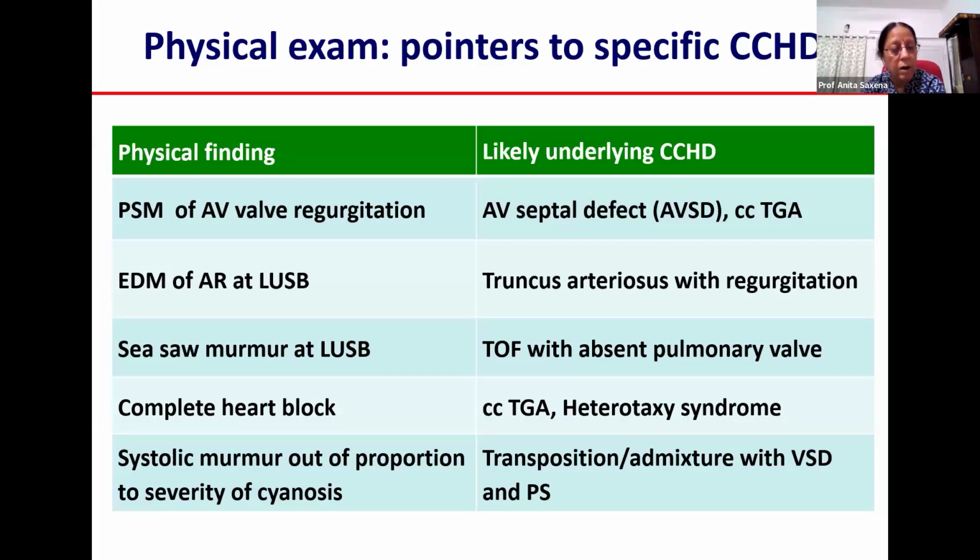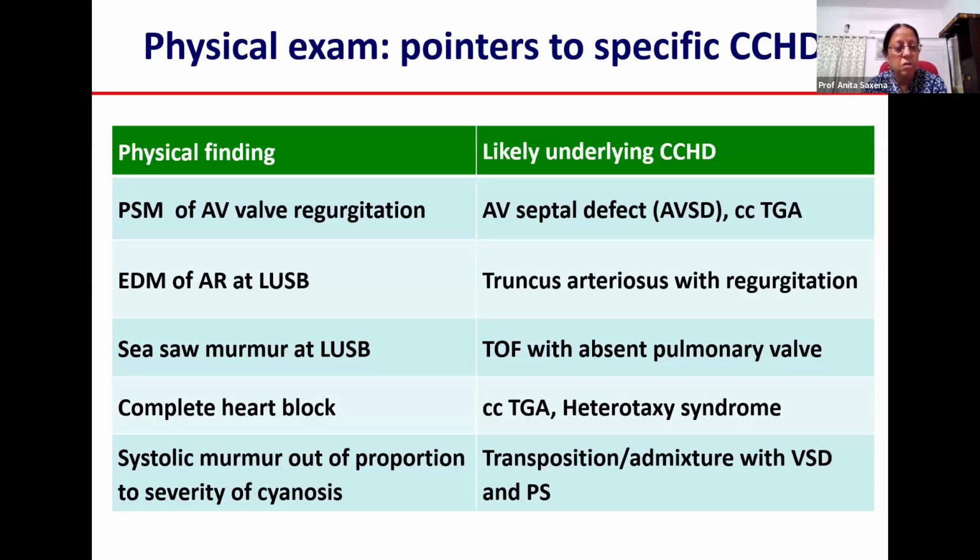If there is slow heart rate in somebody and it looks like tetralogy, think about corrected transposition of great arteries with VSD-PS. And if there is a murmur which is much more than the degree of cyanosis, because we generally say in tetralogy there is an inverse relationship between the degree of cyanosis and the loudness of the murmur.